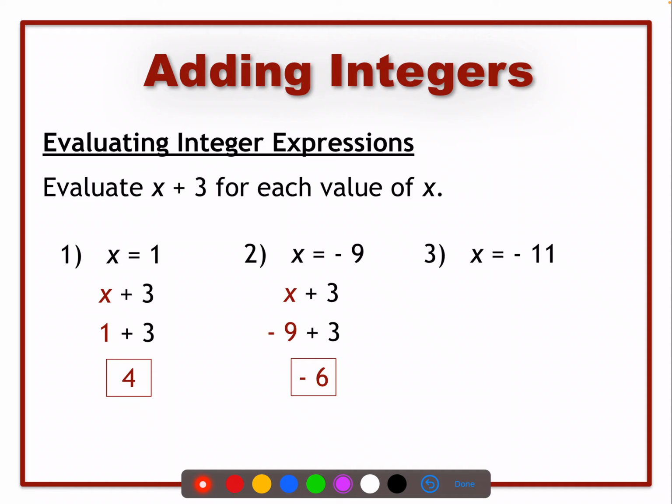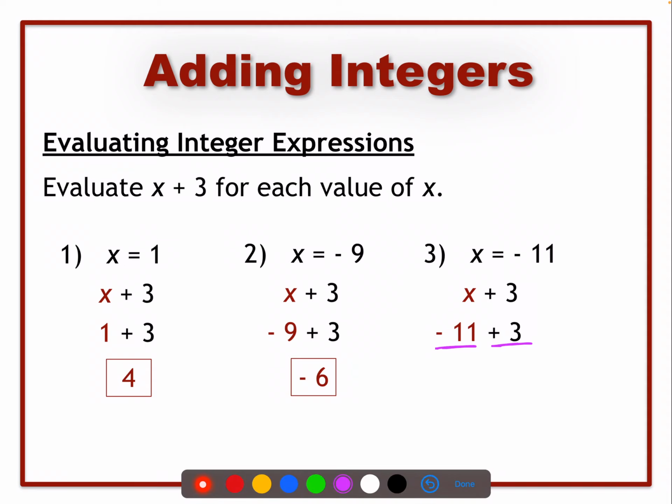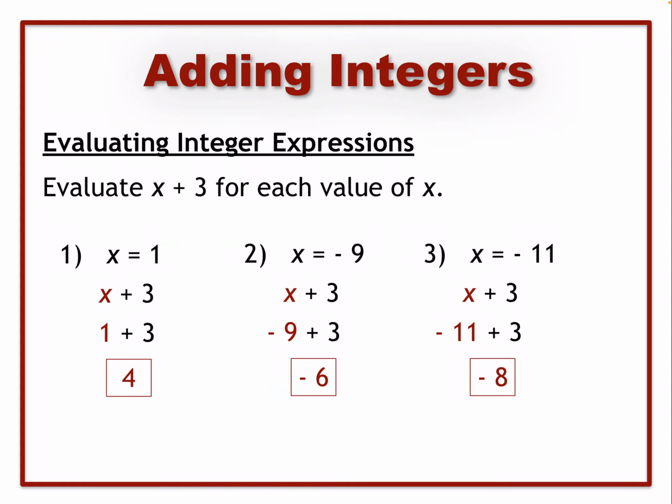Number 3, we have x equal to negative 11. So again, you write the expression. We substitute the value for the variable in the expression. That will be negative 11 plus 3. So again, we have more negatives than positives. That means you subtract, and that means you have 8 negatives left.